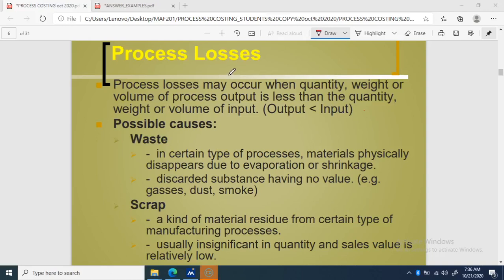Okay, we continue with process costing. In our previous video, the process was without losses. Now, when we have losses in our processes, what is process loss?